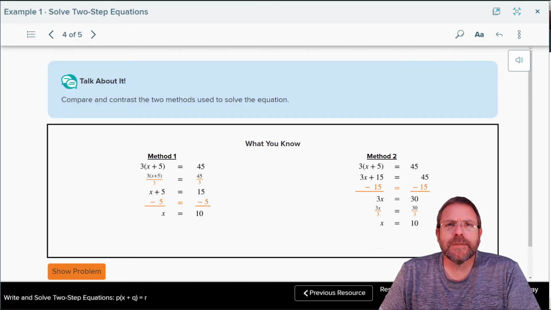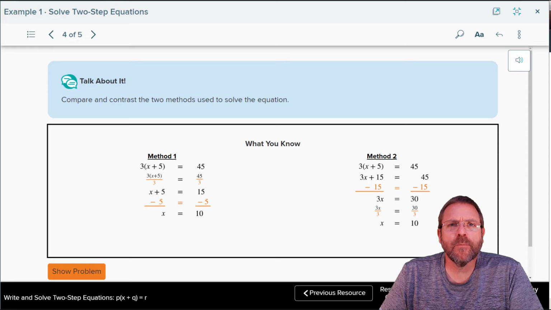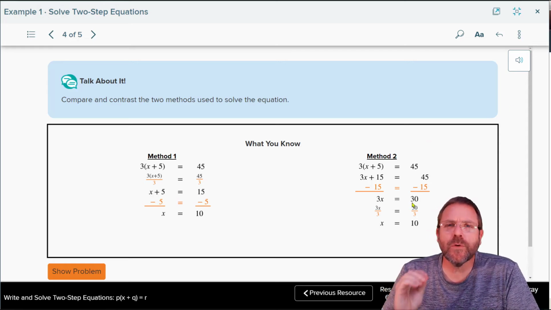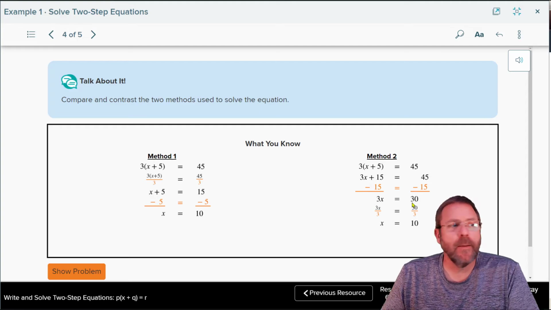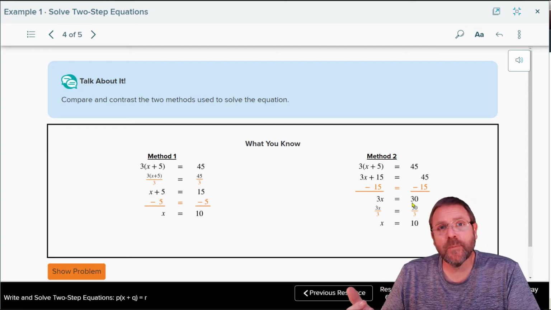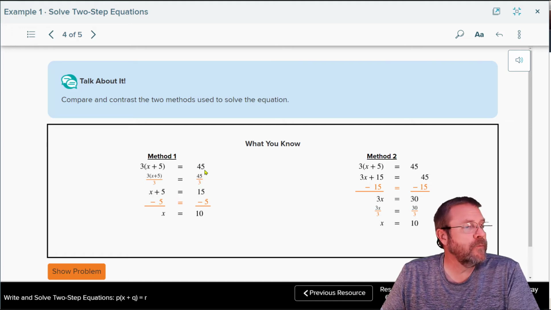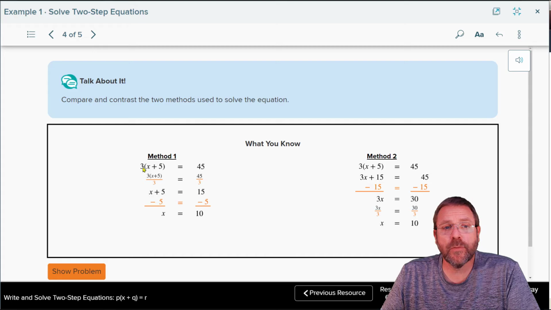So which method is going to be the best? It depends on the problem you get. Method 2 is surefire going to work every single time, but it has a few more steps in it. Method 1 can work really, really well if the number over here, in this case our 45, is divisible by the number right here, which is the 3. 45 was divisible by 3, so that makes that one pretty easy.